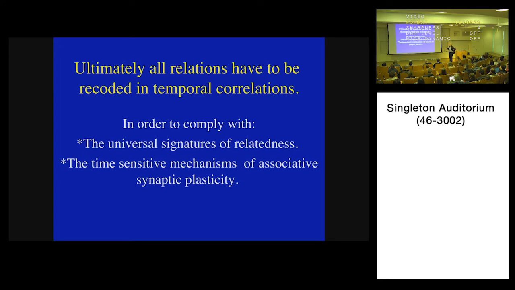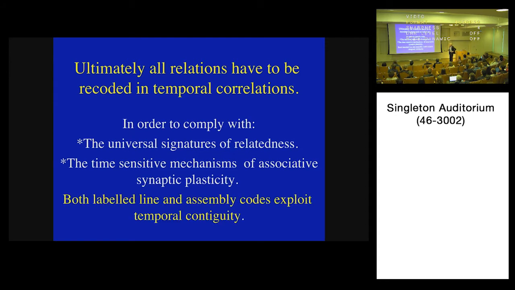But also, and probably because of that, all the mechanisms of synaptic plasticity are exquisitely time sensitive. They evaluate associations with a precision in the millisecond range, be it spike timing dependent plasticity or other forms of use dependent synaptic plasticity. They all evaluate temporal contingencies. So eventually both labeled line codes and assembly codes have to exploit temporal contiguity.